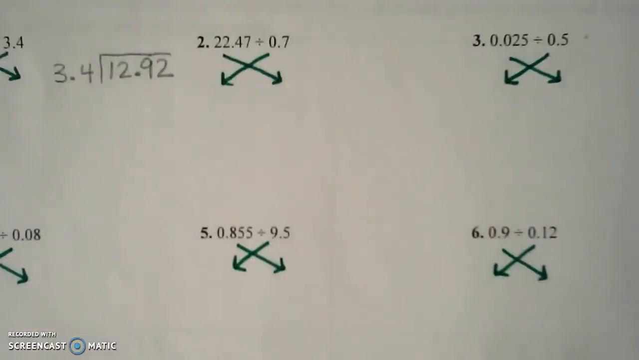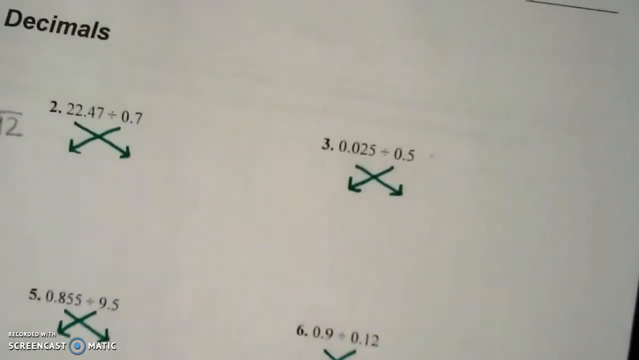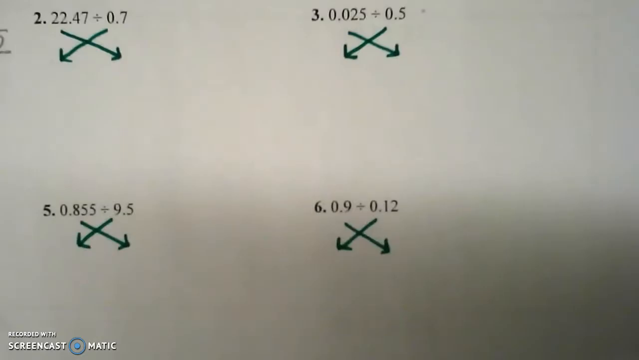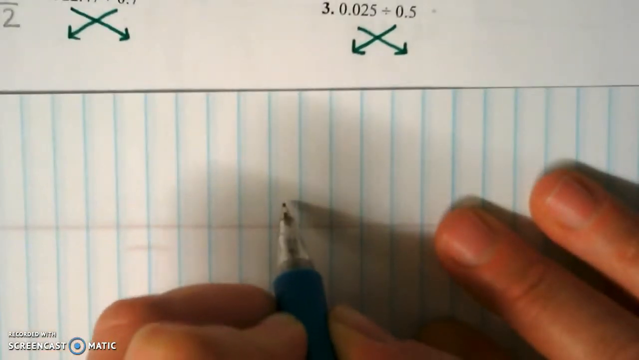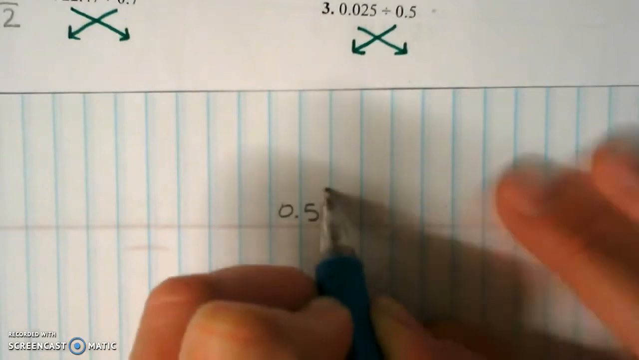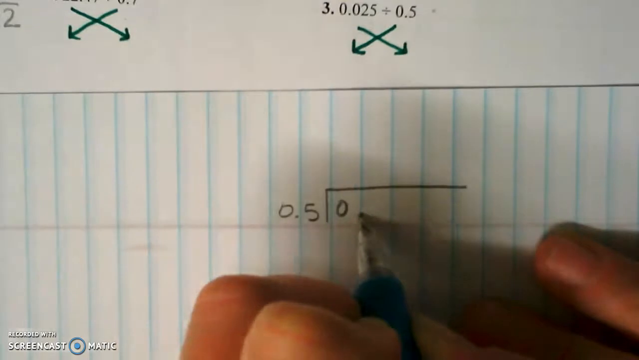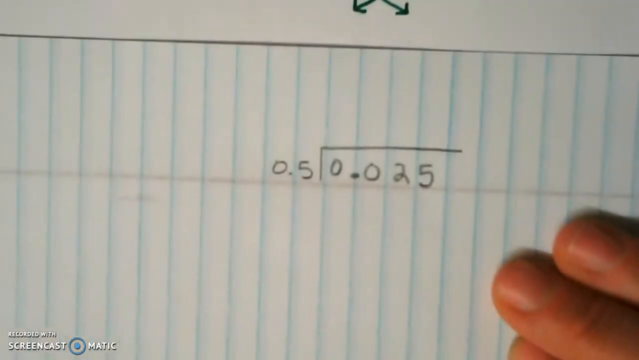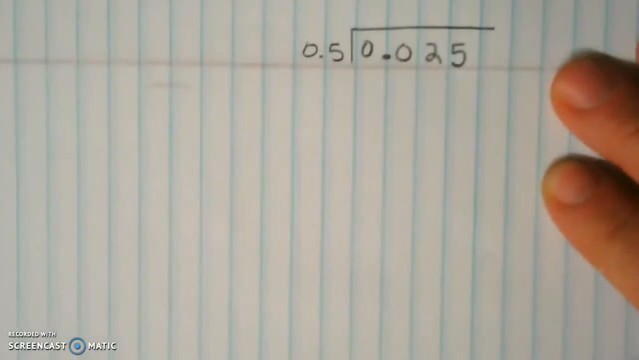So when I write these, when I set this up to solve using long division, I'm sorry, let me get this in the right spot here. Oh, probably making you seasick. I apologize. This 0.5 is going to go kind of outside the house since that's the divisor, and 0.025 is going to be the number that I write in the house. So let's go ahead and get started.